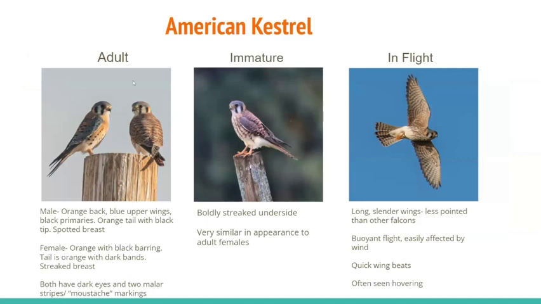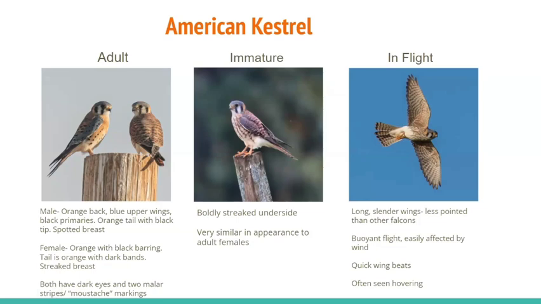The females, they are orange pretty much all over, with a blue cap. Their tail is orange with multiple dark bands instead of just that one terminal band like the male. And instead of the spots, females have a streaked breast. Both have very dark eyes, and they have 2 malar stripes or mustache markings.